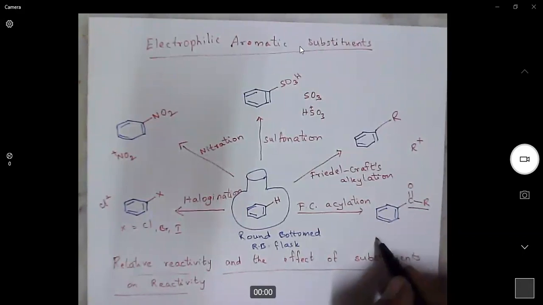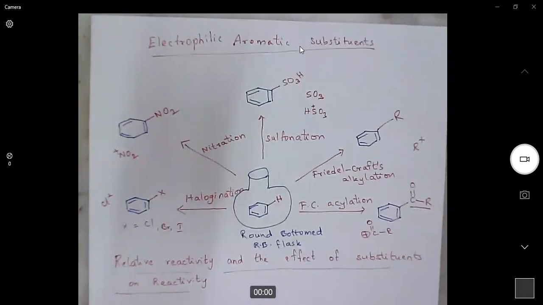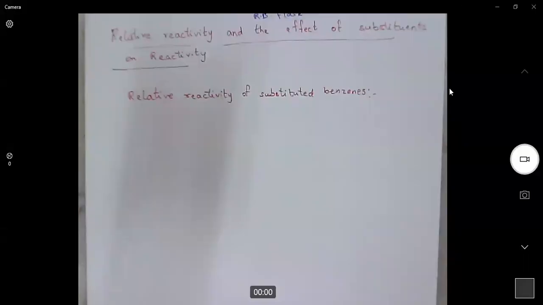So here the electrophile is acylium ion. The catalyst in Friedel-Crafts alkylation and Friedel-Crafts acylation is the same, aluminum trichloride. So these are the 5 basic aromatic electrophilic substitution reactions. Now we will look at the reactivity of different substituents on aromatic electrophilic substitutions.